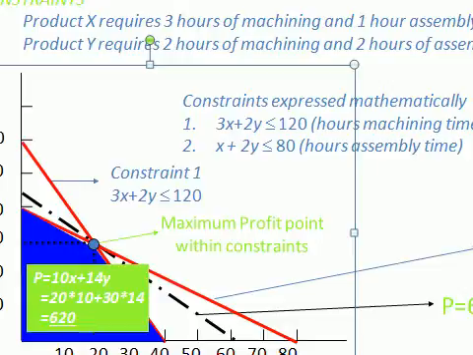So this is the maximum profit point within the constraints, and it comes out to be 620. So this is our required point. I need to produce 20 of product X and 30 of product Y per day, and it's satisfying all the constraints, and in addition it is giving me maximum profit.